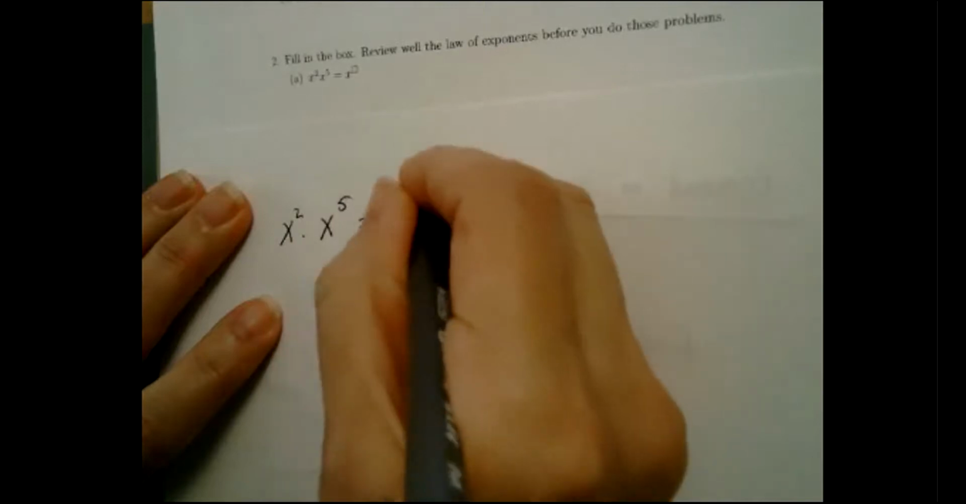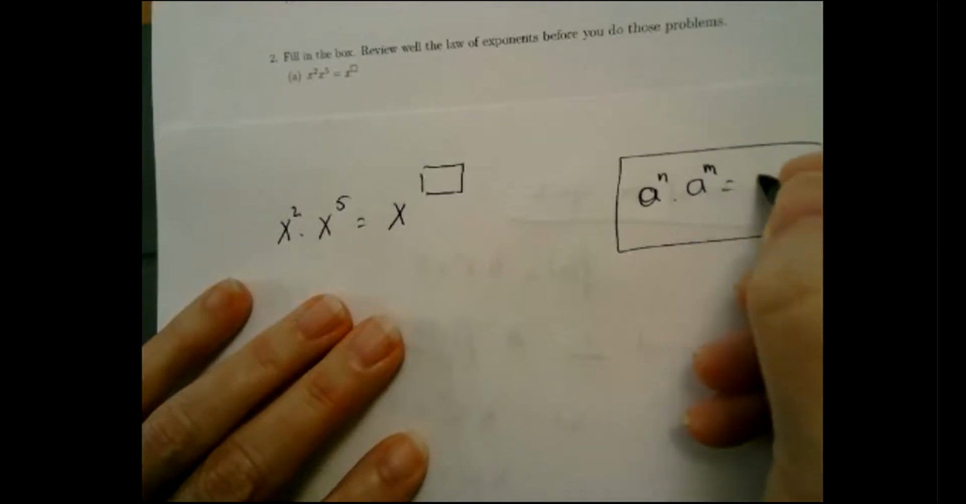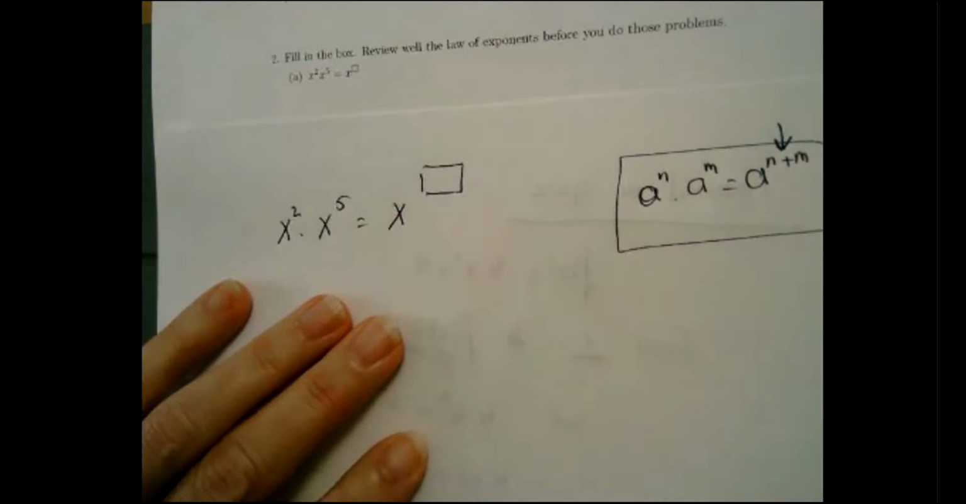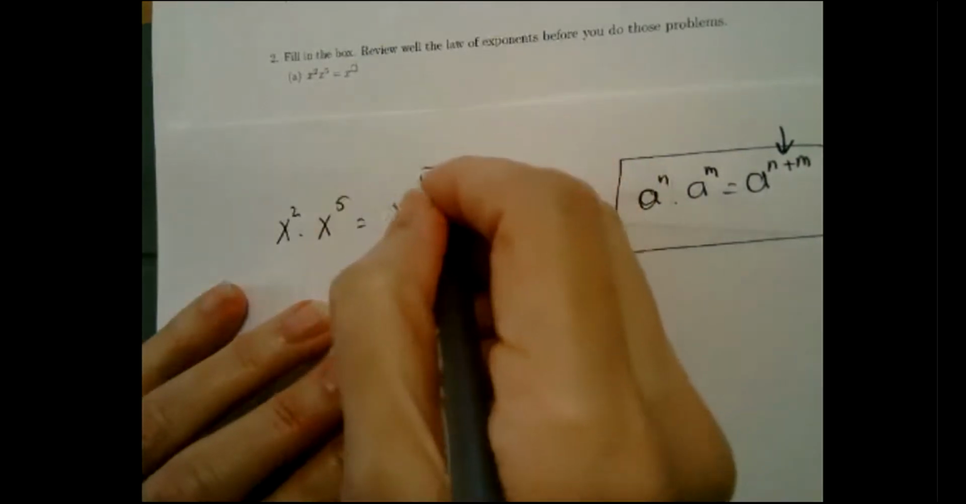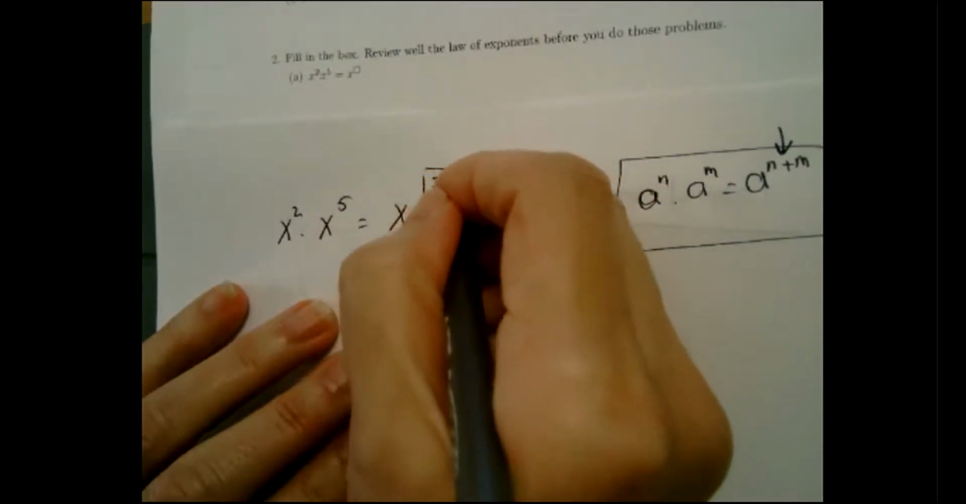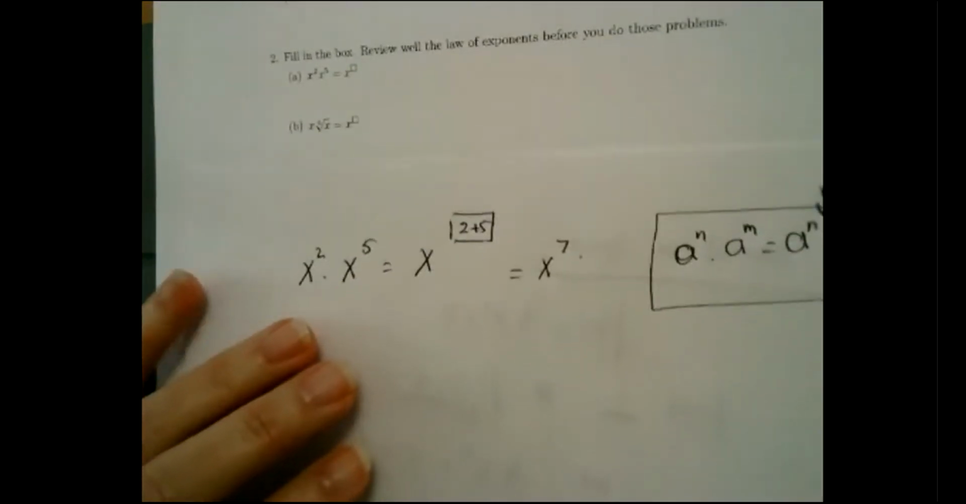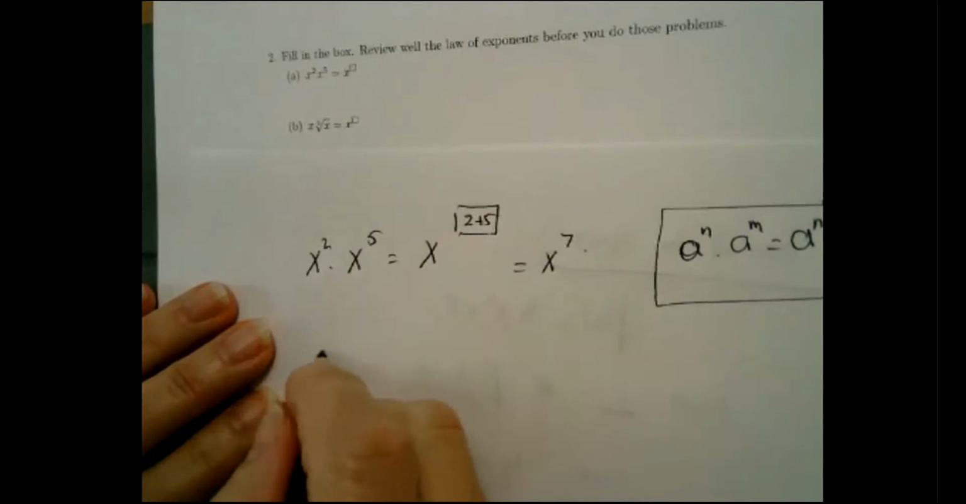Equal x, and my question, what's in the box? Here we remind ourselves of the rule that I gave you. If you have the same base, different power, always remember that we add the power. So this is going to give me x to the power 2 plus 5, x to the 7. After that I want your answers quickly.